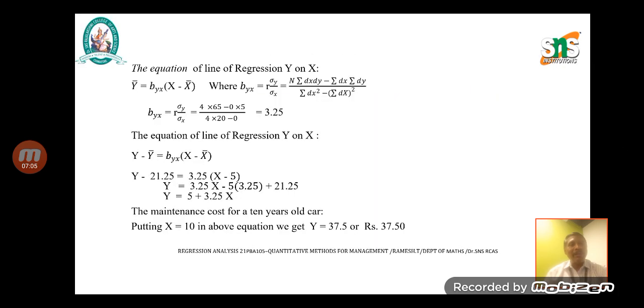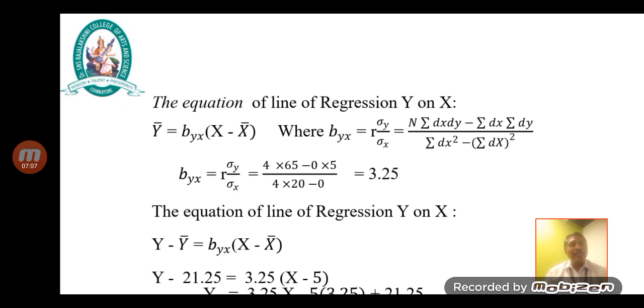After making this table, we go to the regression line equations, either y on x or x on y. Here the equation of the line of regression y on x is y minus y bar equal to byx into x minus x bar, where byx is r into sigma y by sigma x. We calculate this with the formula: n into sum xy minus sum x sum y, divided by n into sum x square minus sum x whole square, where x is dx and y is dy.